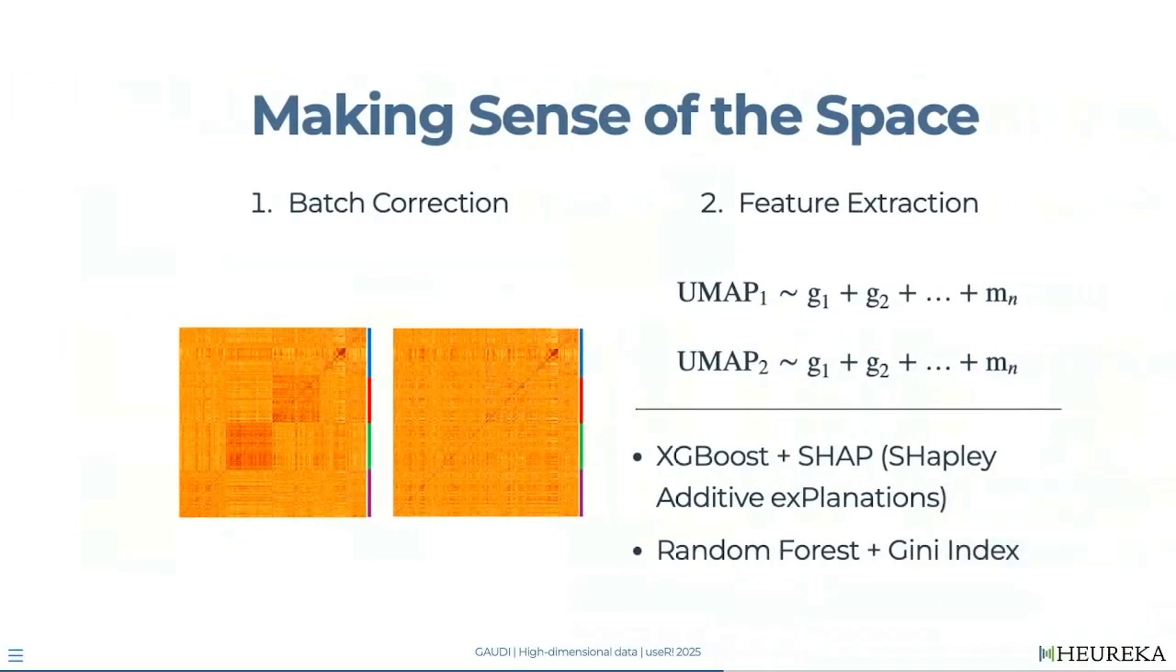And finally, when we have the space and then we have the clusters, we want to make sense of this space. We want to interpret what this space is. So what we're going to do is fit different models, non-linear models, because we have a non-linear space. So we can fit an XGBoost, or we can do random forest, and then use SHAP to pick the most relevant features, or Gini index for random forest. We can actually couple both methods and apply both at the same time and see how it works.